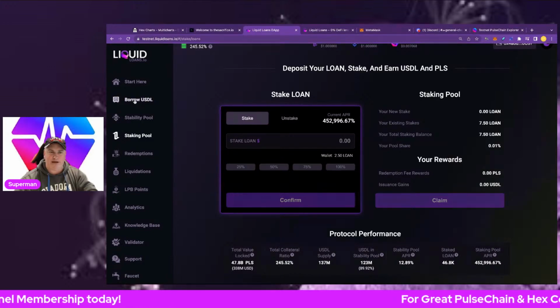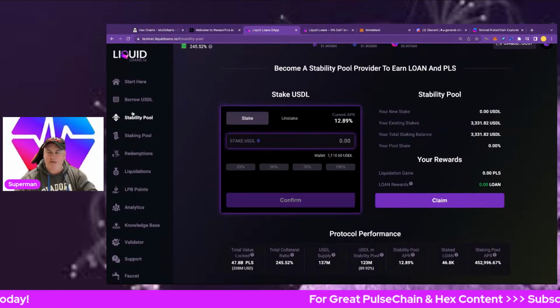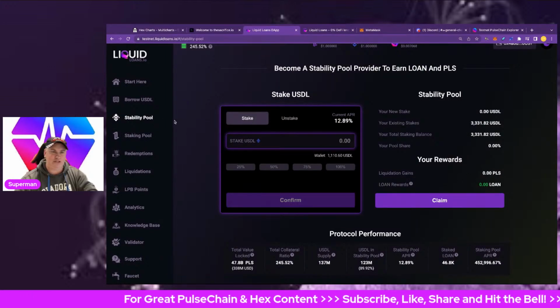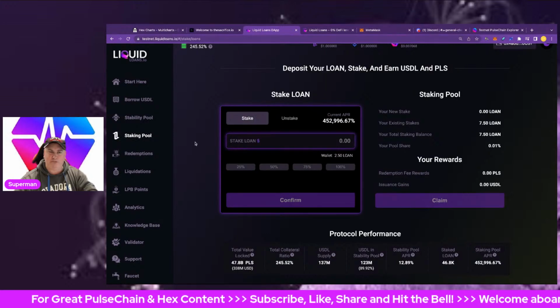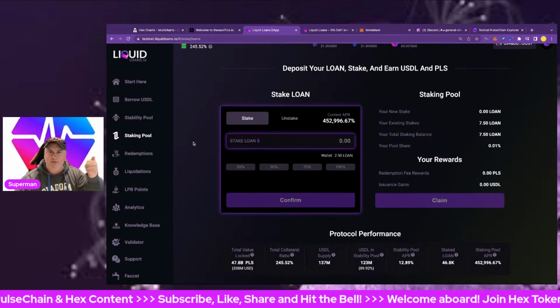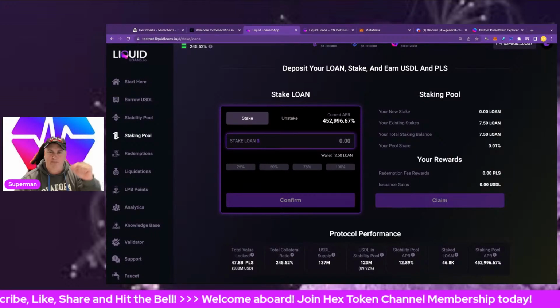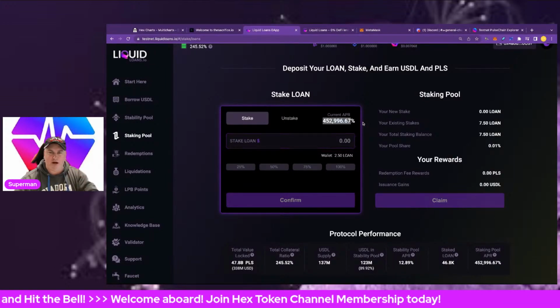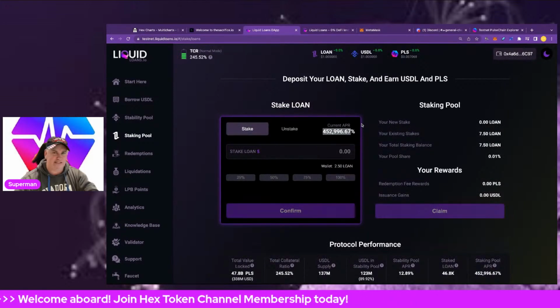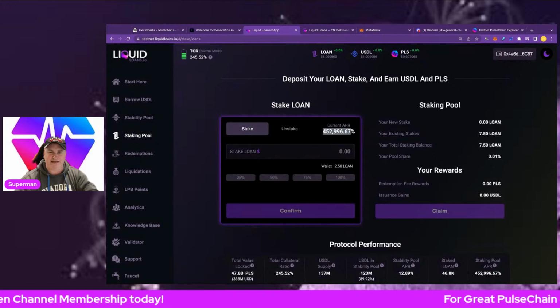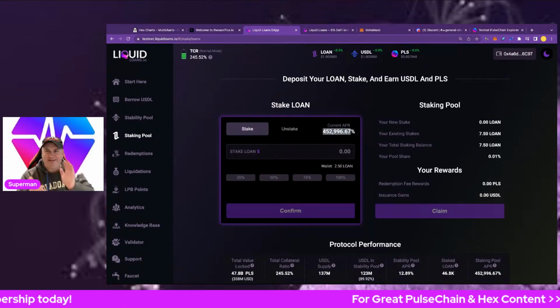Let's just go back to our stability pool. See our USDL there. That's got to be earning something there at some stage. So that's cool. We've got our staking pool as well. So we've staked USDL, the stable coin. We've staked the loan token, the native token of Liquid Loans. So we've got both of them now staked. The current APY on the loan token, just because this is a test network, don't get too excited, is 453,000% APR. That's how we roll.